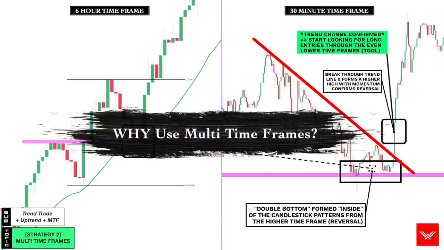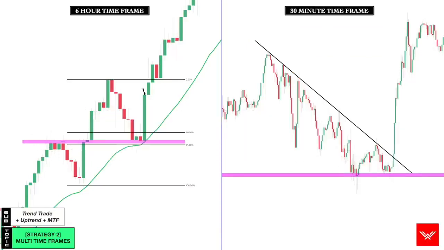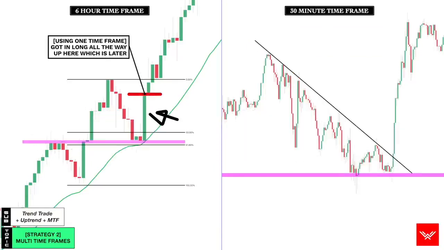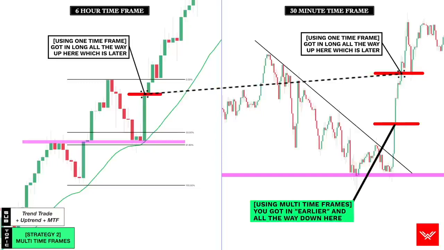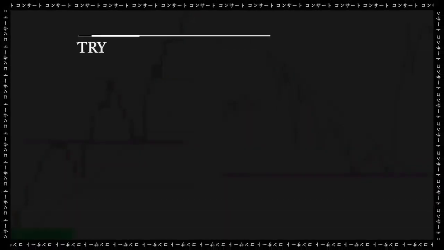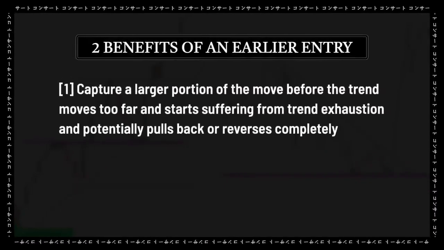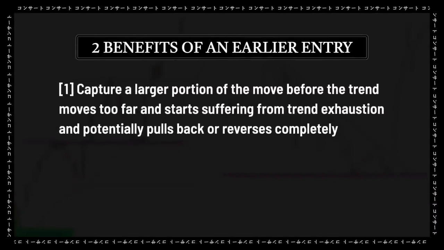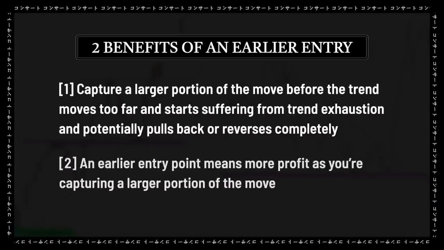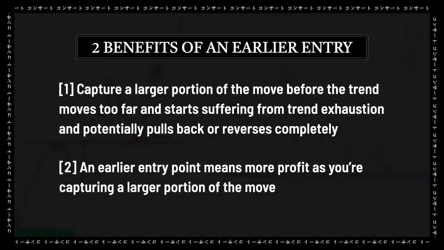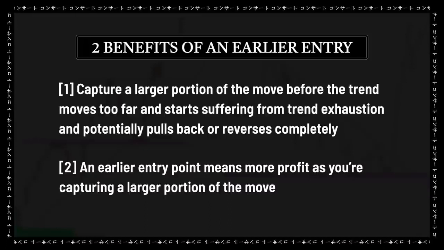So again, why are we using multi-timeframes? If you only used the higher time frame on the left, you got in at the top of this candle here, which is roughly right here on the lower time frame. In contrast, by using this lower time frame on the right for an entry, you were able to get into the trade down here, which is at an earlier point. So what are the benefits of getting in at an earlier point? One, you were able to capture a larger portion of the move before the trend moves too far and starts suffering from trend exhaustion and potentially pulls back or reverses completely. And two, an earlier entry point means more profit as you're capturing a larger portion of the move.